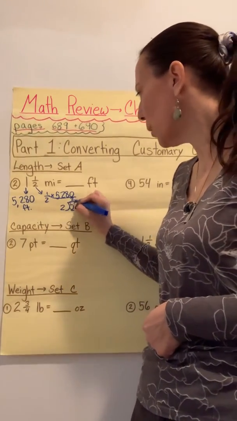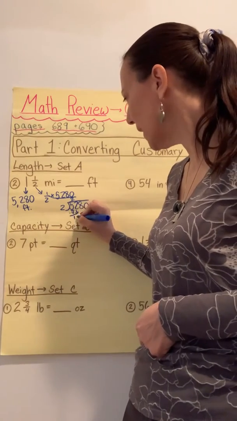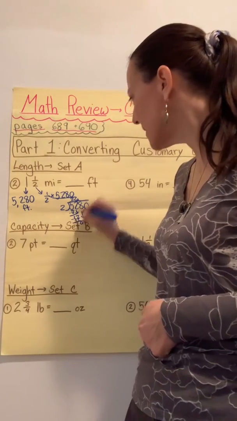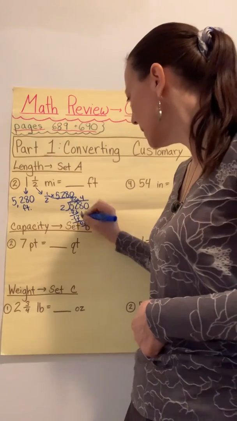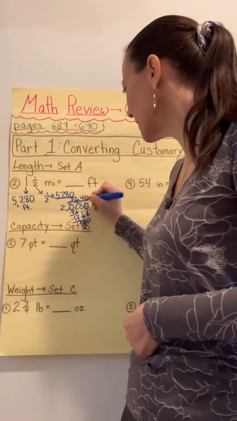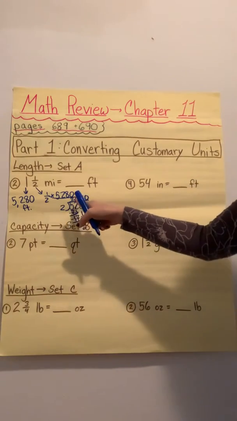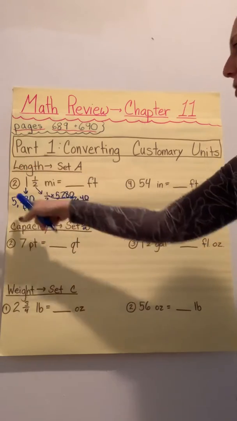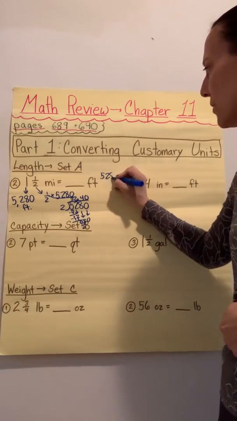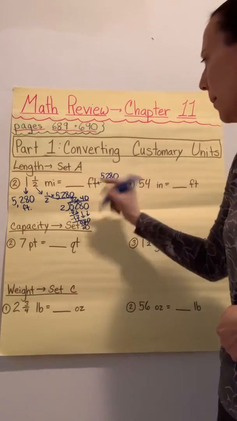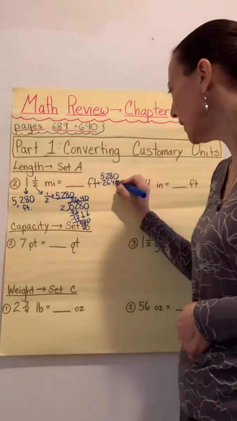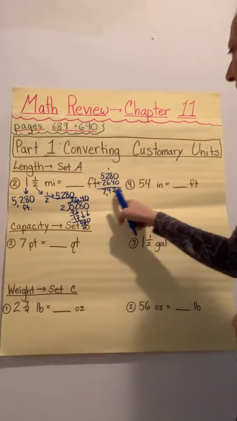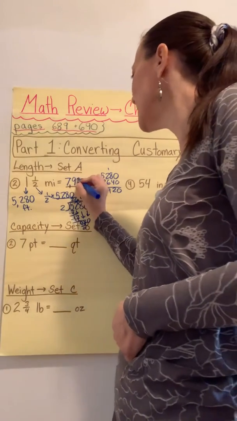Okay. 2 goes into 5 twice, that's 4. Bring down the 2, it goes into 12 6 times. Bring down the 8, goes into 8 4 times. Okay. And the 0 I just annex. So it looks like half a mile is 2,640 feet. So to figure out how many feet are in 1.5 miles altogether, I'm going to add the 5,280 plus my 2,640, and that gives me a final answer of 7,920 feet.